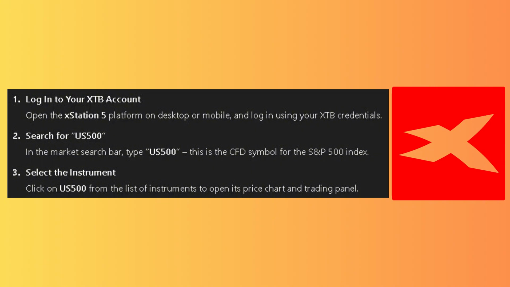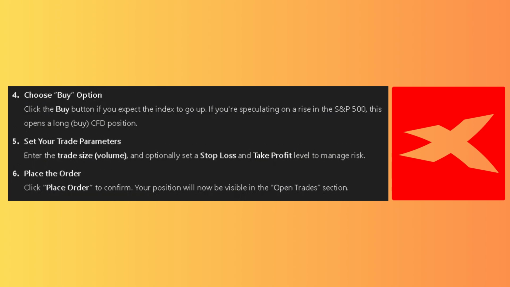Select your instrument. Click on US 500 from the list of the instruments, and open its price chart or trading panel. Choose the buy now option. Click the buy button if you expect the index to go up. If you're speculating on a rise in the S&P 500, this opens a long buy CFD position.